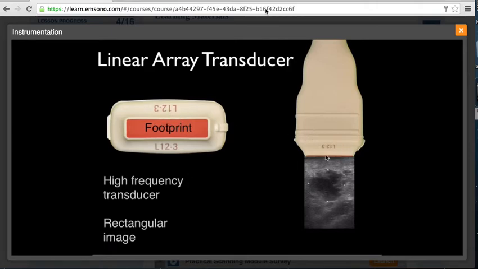This is a linear array transducer, meaning that the crystals are all lined up in a linear fashion. When you hear me talk about footprint, we're talking about the part of the transducer that comes in contact with the patient. The linear array transducers are primarily high-frequency transducers used for superficial imaging, and they will provide a rectangular image as you see here.